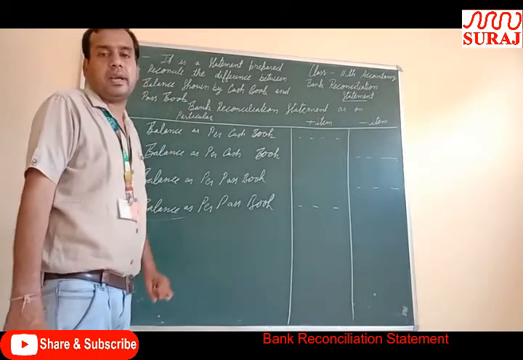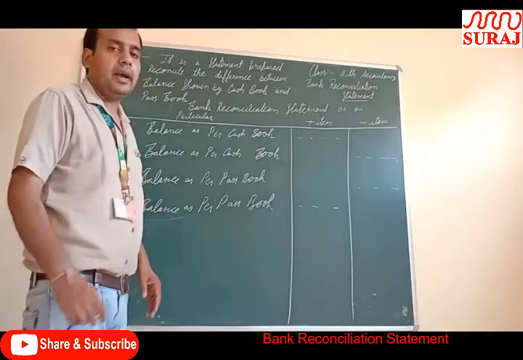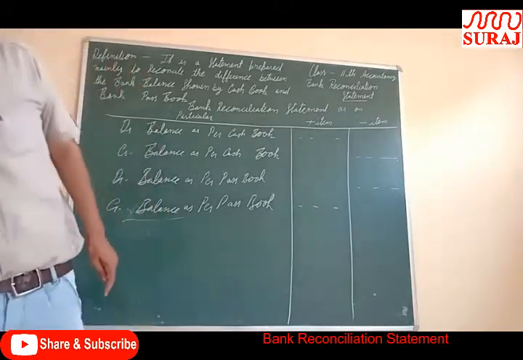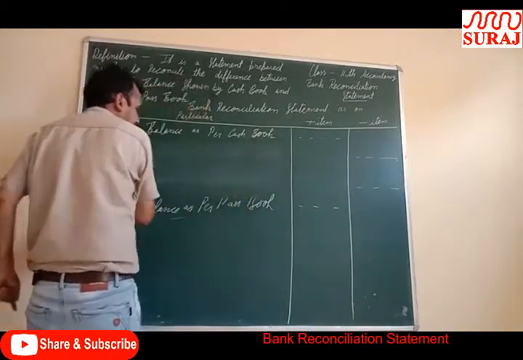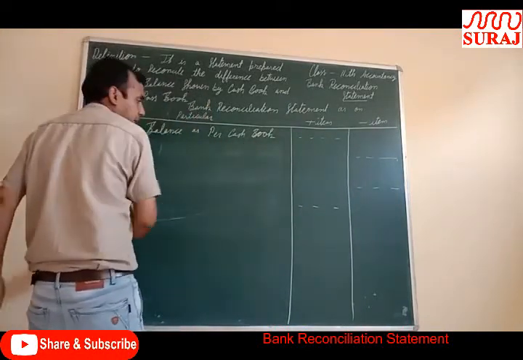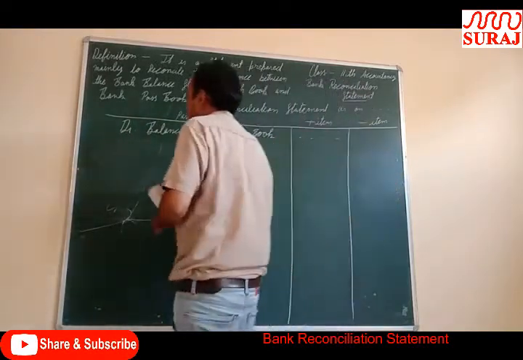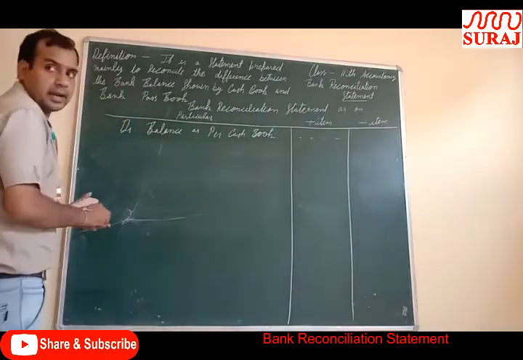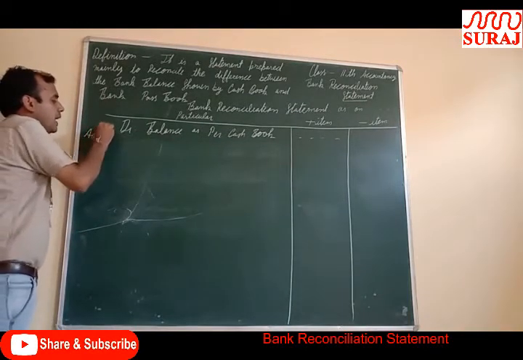Here one balance should be given, and some items will be debit and some items will be credit. Suppose a debit balance as per cash book is given, then which items will be added and which items will be subtracted? If a debit balance as per cash book is given, then these items will be added.